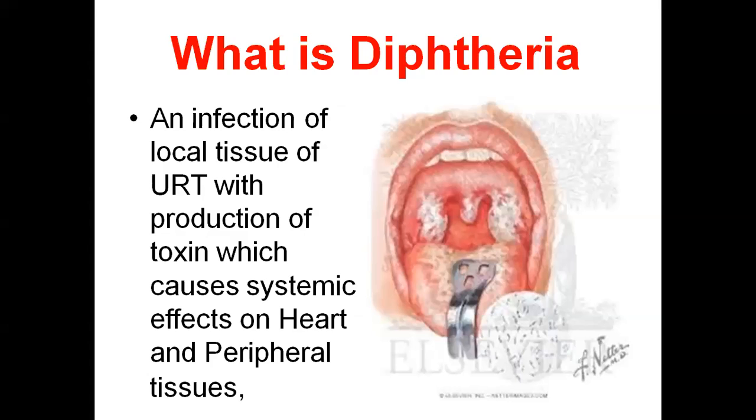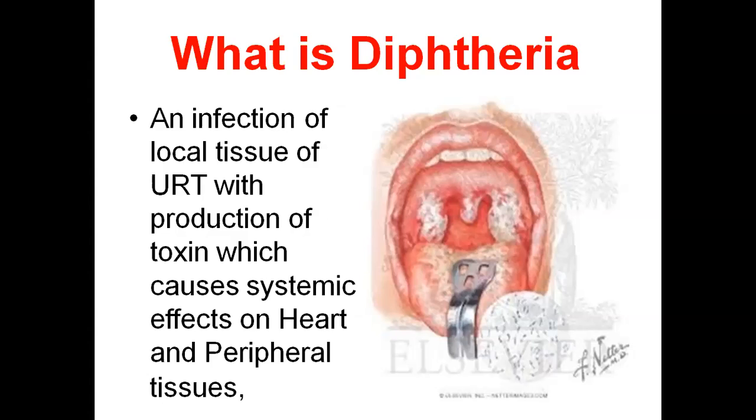Diphtheria is an infection of the local tissue of the upper respiratory tract. Diphtheria is airborne, so its first entry is the upper respiratory tract, where it affects the local tissues. At the site of infection, the toxin produces systemic effects on the heart and peripheral tissue. That means from the upper respiratory tract it descends into the lower respiratory tract. From the lower respiratory tract they enter the capillary bed and the circulation.